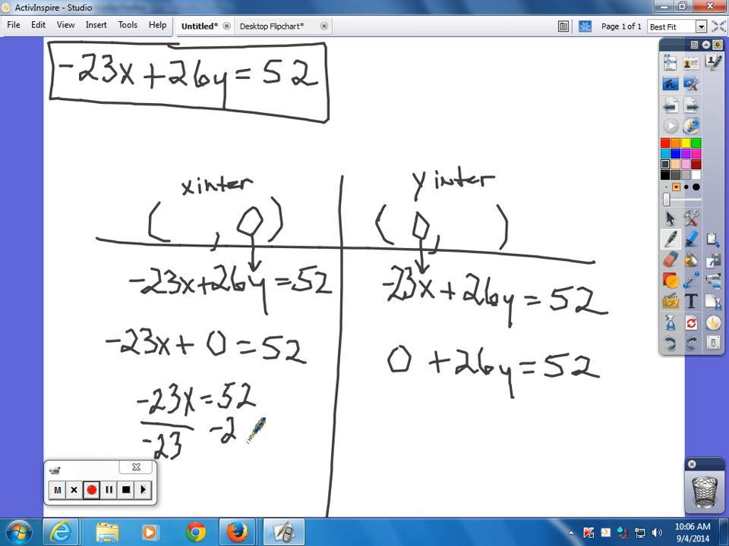So, somebody do that for me. What's 52 divided by 23? It's 2.26. So that is your x-intercept, negative 2.26. You cold? A little bit. I'll turn the heat up. All right, 26, that's 2, right? Y is equal to 2 over here.